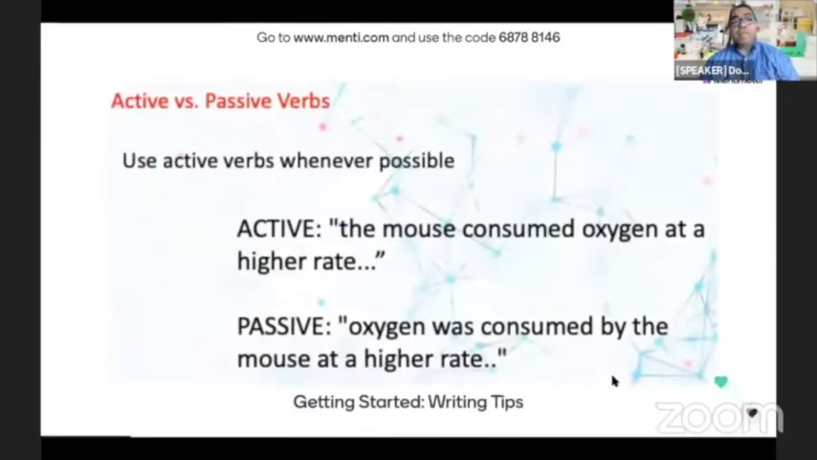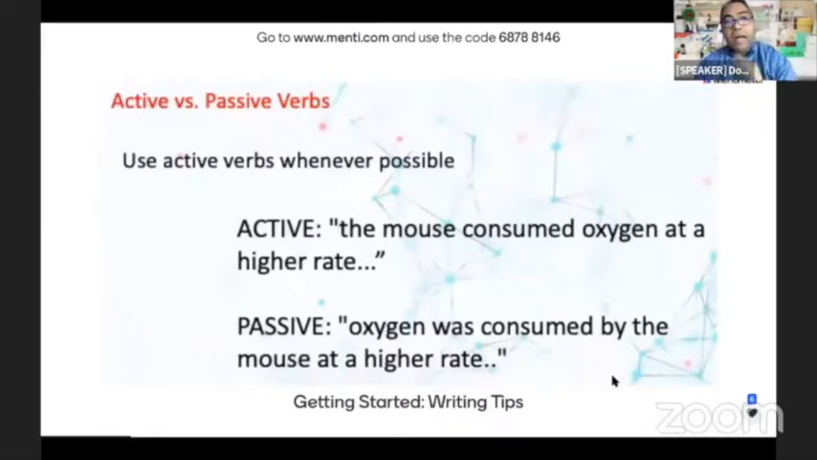Okay. Active versus passive verbs. Okay. Use active verbs whenever possible. No, of course, there are times na nagiging passive, but as much as possible, gawin nating active. Okay, so keep that in mind. For example, the mouse consumed oxygen at a higher rate rather than oxygen was consumed by the mouse at a higher rate.